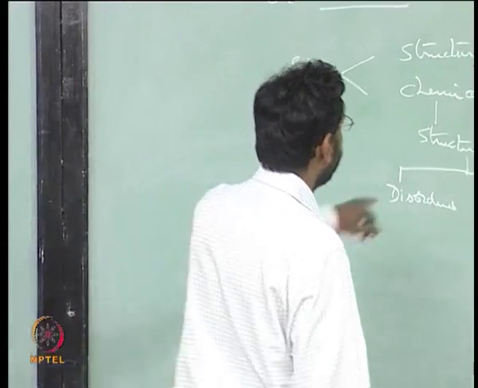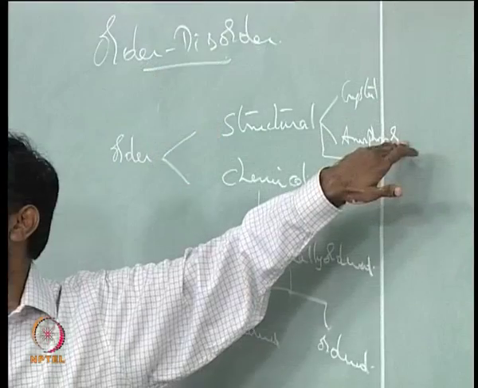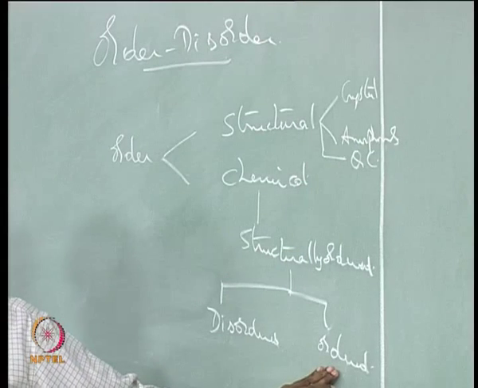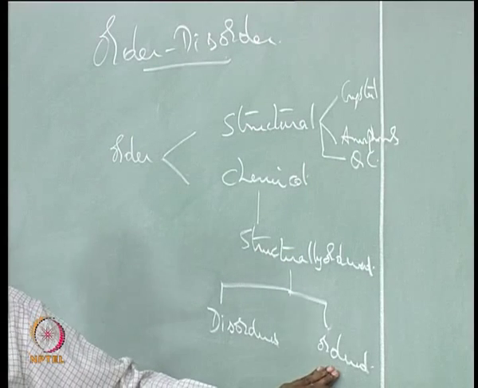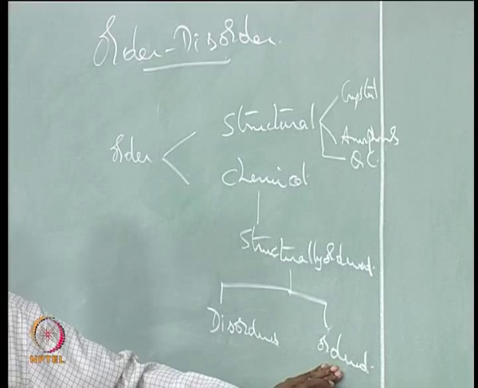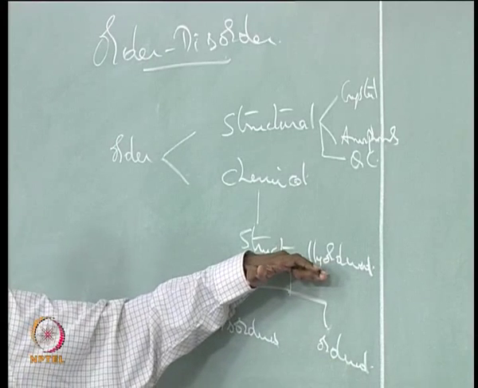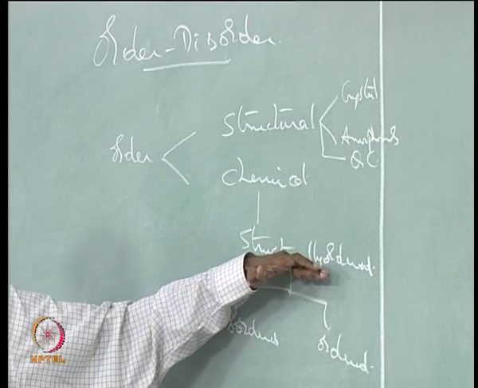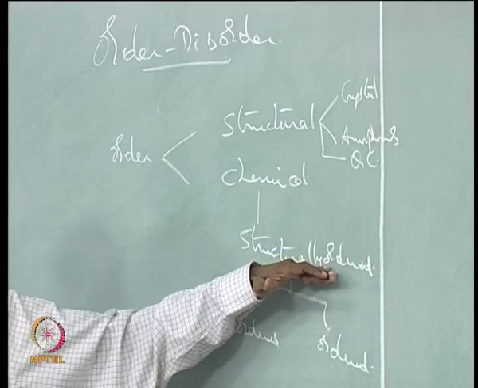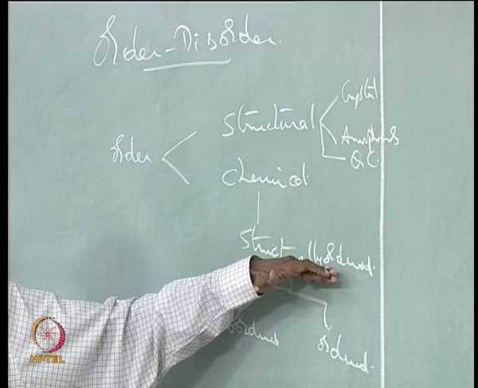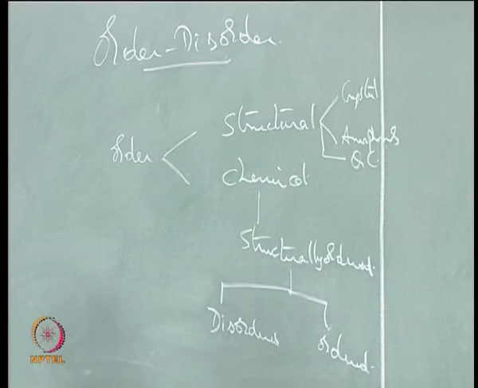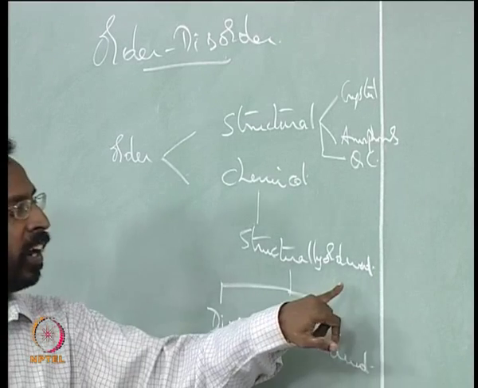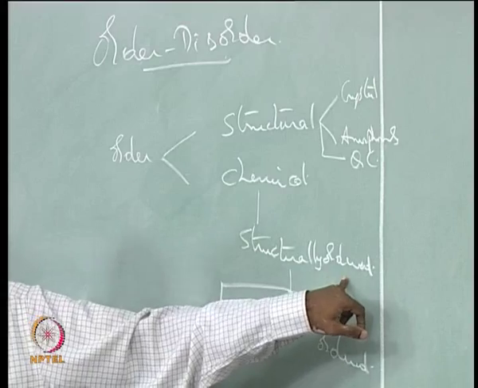As a result, because amorphous materials do not have a unit cell at all, we will not talk about chemical order there. So, chemical order basically implies a structural order. It is a subset of structurally ordered materials, that means it is a subset of crystals. So, chemical order or chemical disorder are two sets inside structurally ordered materials.